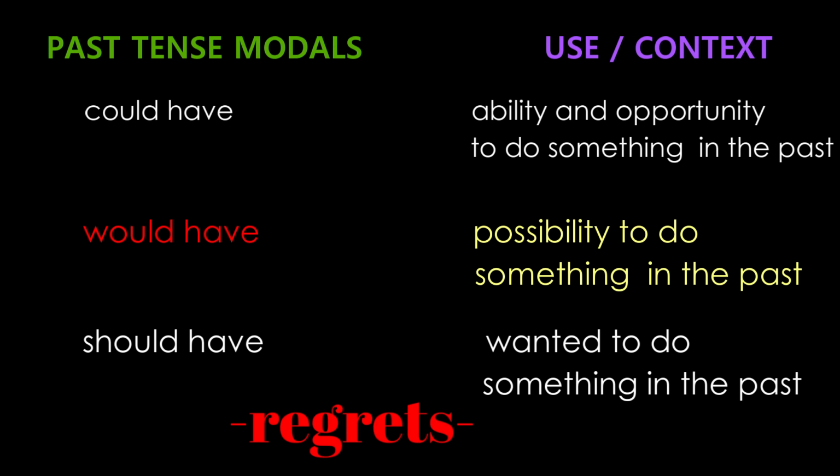Would have, use this past tense modal to show that you have the possibility to do something in the past, and the keyword here is possibility. Should have, use this past tense modal to show that you wanted to do something in the past. The keyword here is wanted. All these past tense modals, could have, would have, should have, show regrets, which means that you feel sorry for yourself because you did not do something in the past.